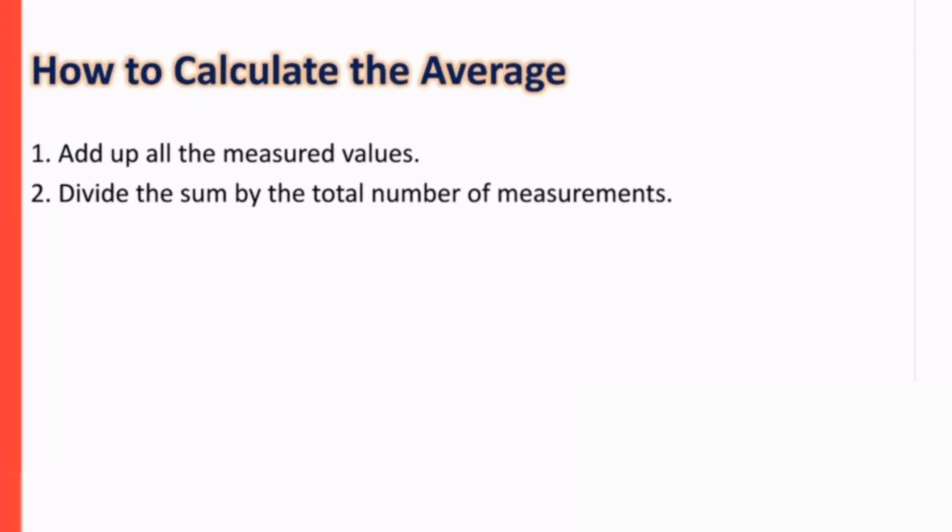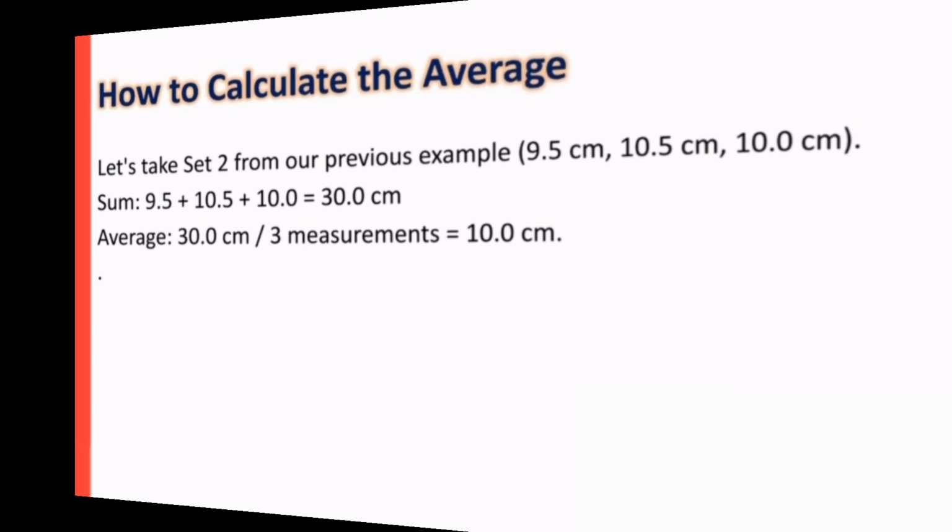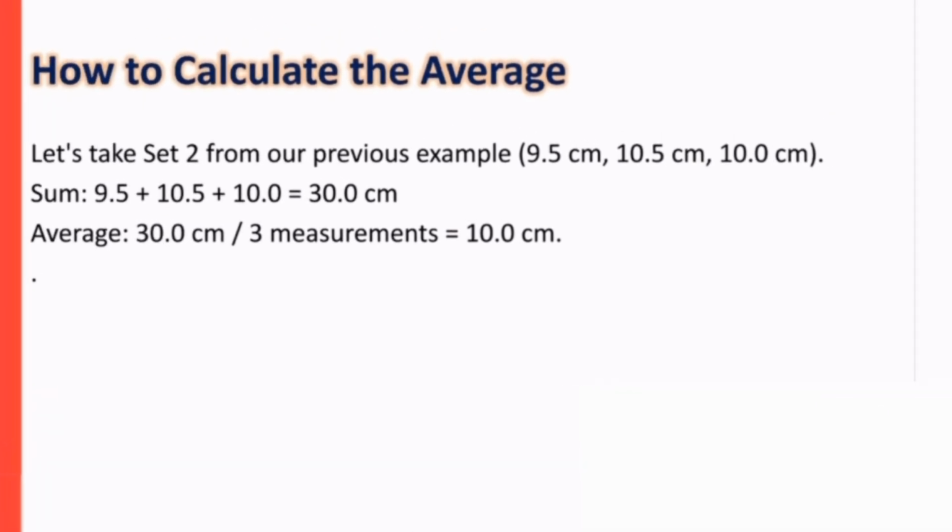Now, how do we calculate the average? At first, we add up all the measured values, then we divide the sum by the total number of measurements. As practice, let's take set 2 from our previous example. The values for this set are 9.5, 10.5 and 10 centimeters. The sum of these numbers is 30. Then we divide 30 by 3, which is the number of measurements, to get 10 centimeters as the average value.